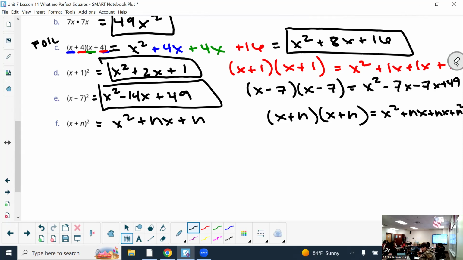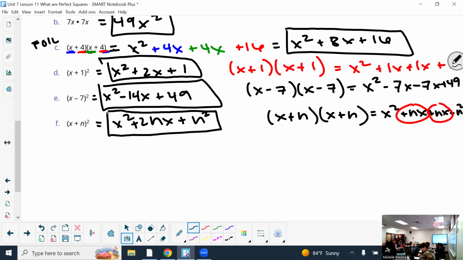So let's adjust this. It should be a 2nx for the middle term, because we had 2 of them. They're the same exact variables with the same exact exponents. They're both n to the first and x to the first, so we can combine them. 1 plus 1 is 2. And then that last term is n squared, because we're multiplying. Questions on that?